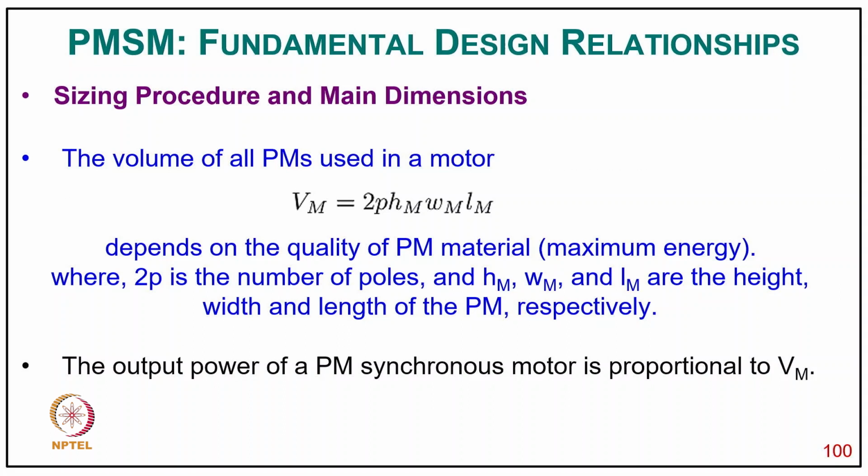So now coming to the sizing procedure and main dimensions. The volume of all PM used in the motor is Vm equal to 2p Hm Wm Lm, so it depends on the quantity of permanent magnet material and maximum energy, where 2p is the number of poles and Hm, Wm, Lm are the height, width and length of the permanent magnet respectively. So the output power of a PM synchronous motor is proportional to Vm.